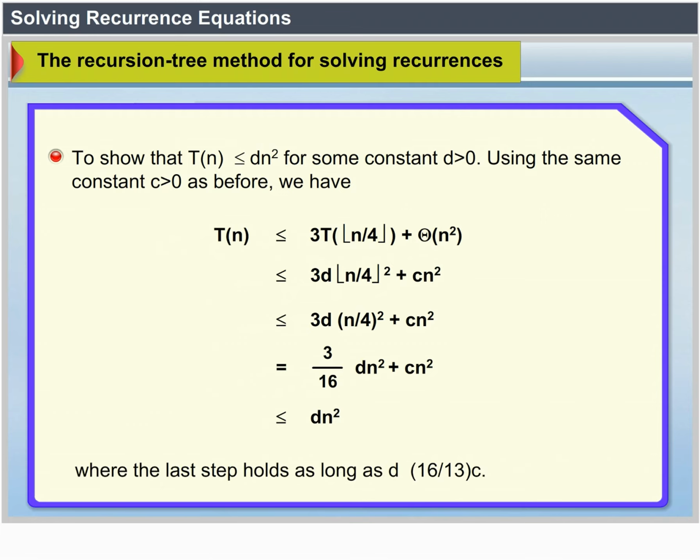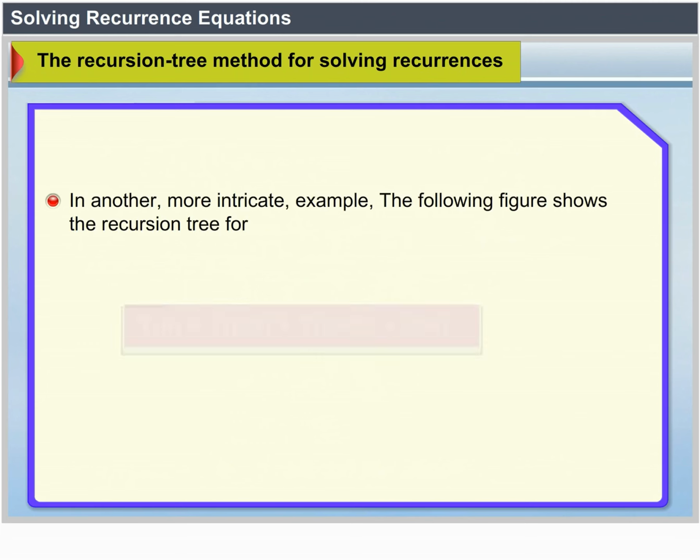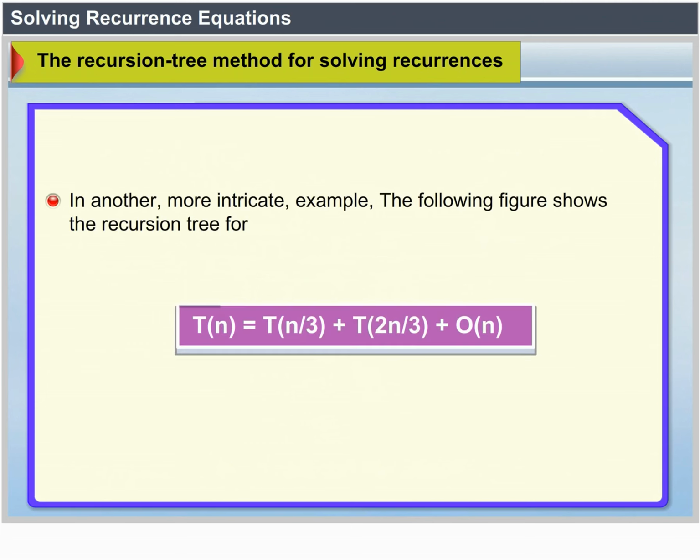In another more intricate example, the figure shows the recursion tree for T(n) = T(n/3) + T(2n/3) + O(n).